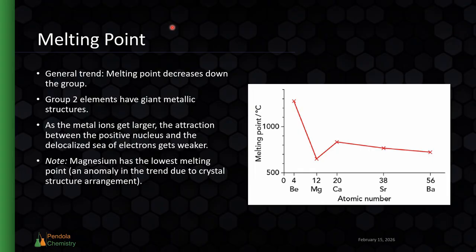Melting point. Now, the melting point is a fairly easy thing to discuss here because in general, except for one exception, the melting point just decreases as we go down the group. Melting point for group 2 elements is going to decrease down the group, and this is because we again are talking about metals. We're talking about a metallic bond and metallic structure. So we are talking about having 2+ ions in a metallic lattice with a sea of electrons in between those metallic ions, which are going to form the basis for our metallic bond.